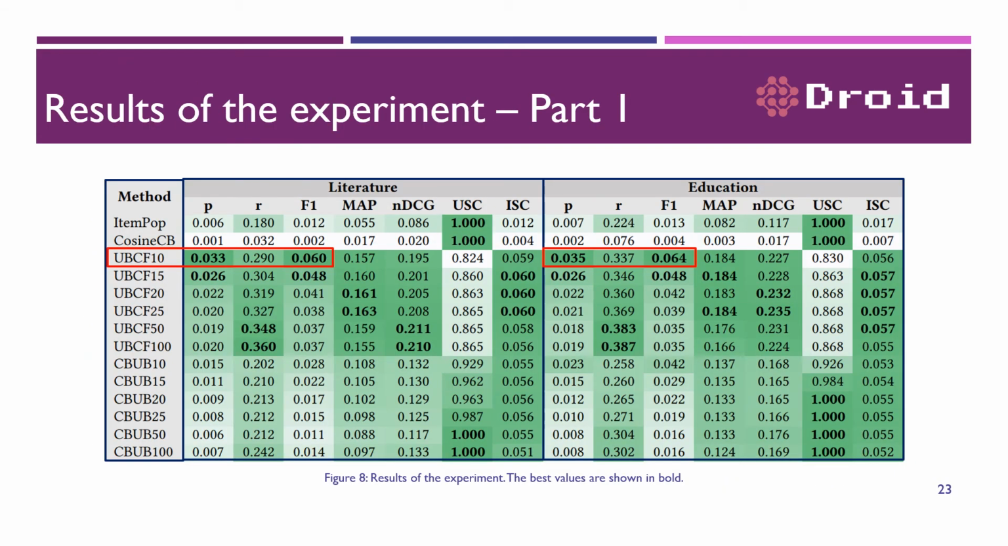Figure 8 presents the result of the experiment. On the left, we can see the methods defined as well as the neighborhood sizes. On the right, we have the different metrics specified. The results show that for both datasets using the F1 value, the user-based collaborative filtering method with neighborhood size 10 is the best performing method, with an F1 value of 0.060 for the literature dataset and 0.064 for the education dataset. Considering all the metrics, the user-based collaborative filtering method with neighborhood size 15 is the best performing one.